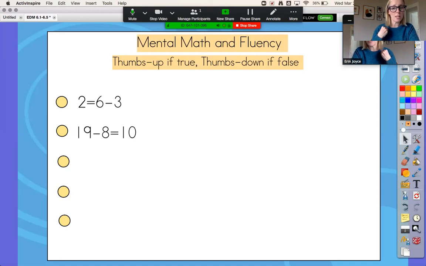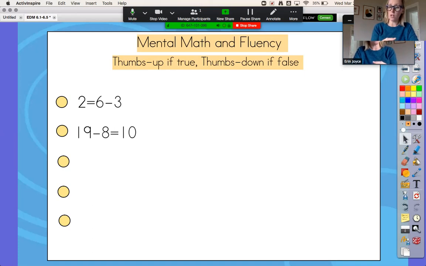Now I'm going to share with you my strategy. So I know that 19 is really 10 and 9 together. So I'm going to ignore the 10 for a minute, and I'm going to just ask myself, how much is 9 minus 8? Well, 9 minus 8 is 1. So that tells me that my answer would have a 1 in the ones place, and the answer of 10 has a 0 in the ones place. So I know that couldn't be true.